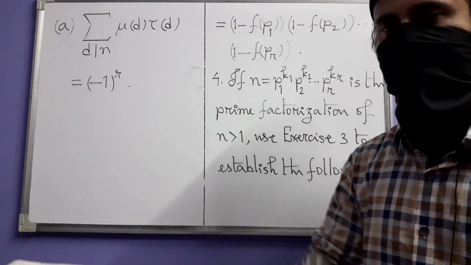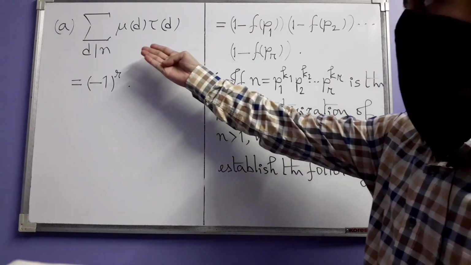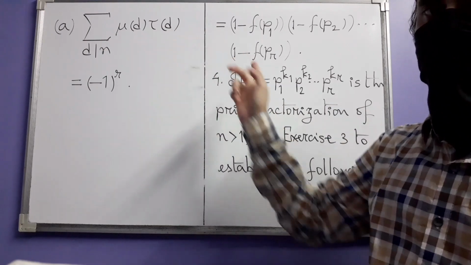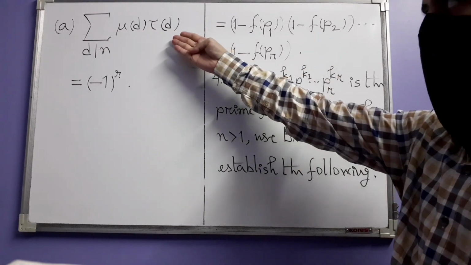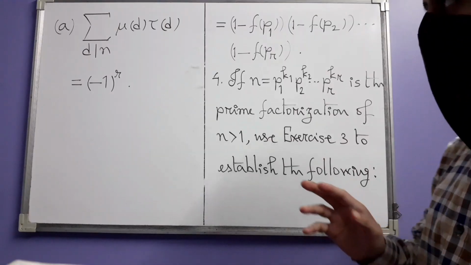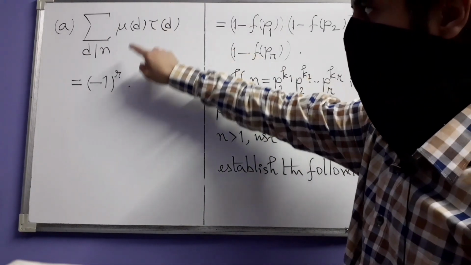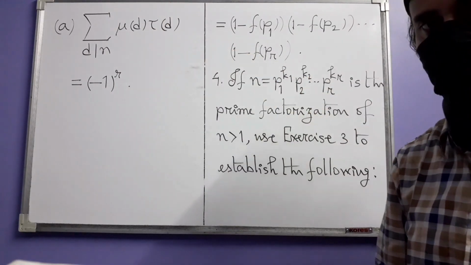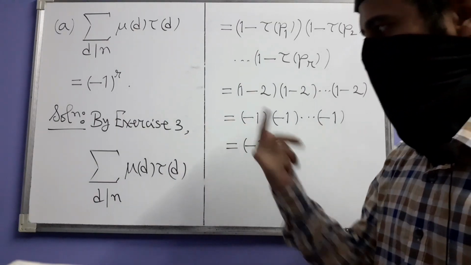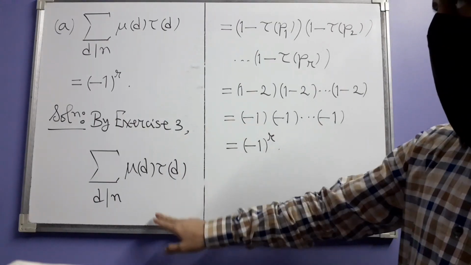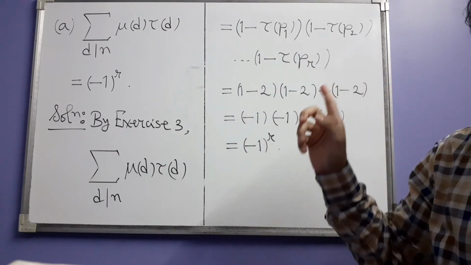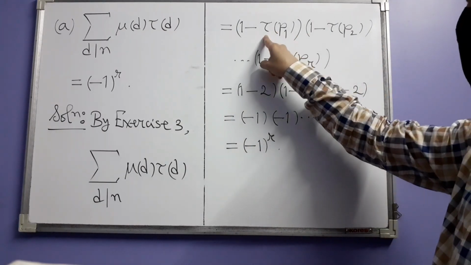So this is part A. In part A, the summation is summation mu of d tau of d. So in place of that function f, here we have tau. And of course, d varies over all the positive divisors of n. We have to prove that this is equal to minus 1 to the power r. So in the solution, we straight away apply exercise 3. By exercise 3, this sum is this product, where in place of f, now we have tau.